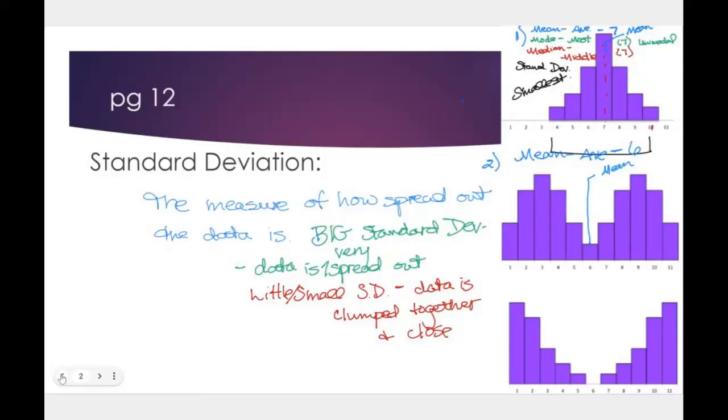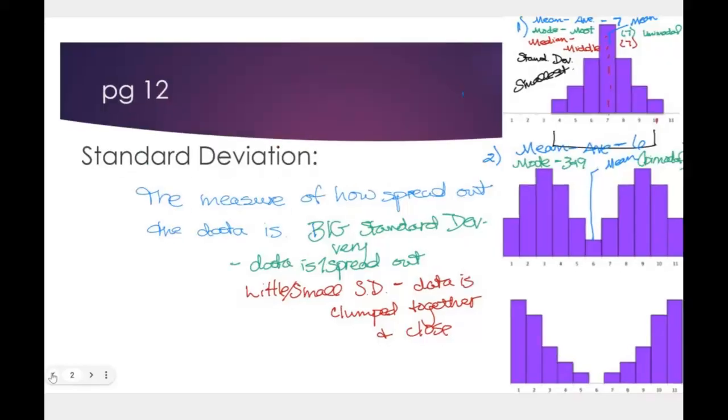Okay. Next, mode. What is my mode here? Remember, mode happens the most. 3 and 9. Yes, I have 2. So we call this bimodal, meaning you have 2 modes.